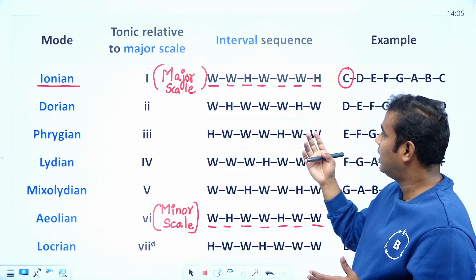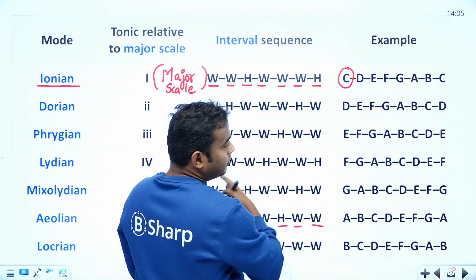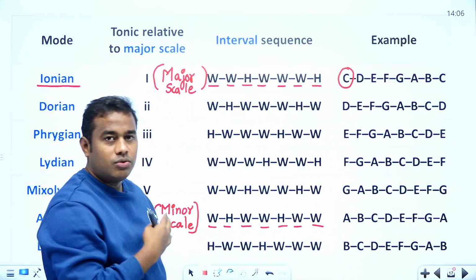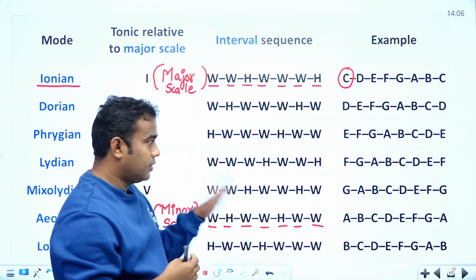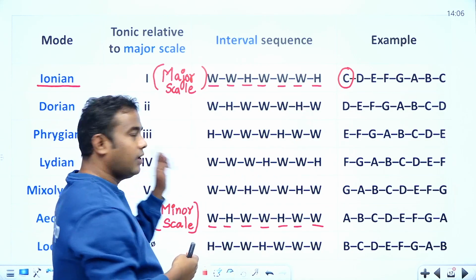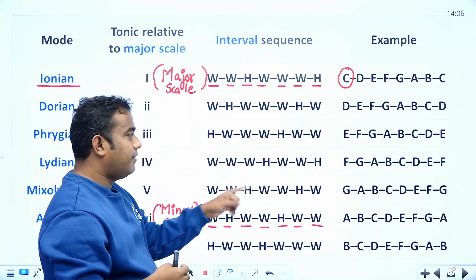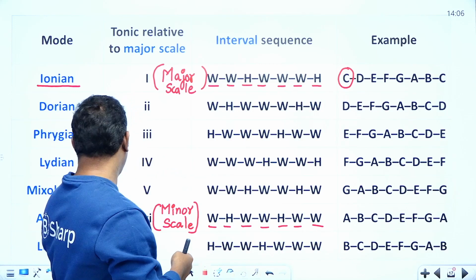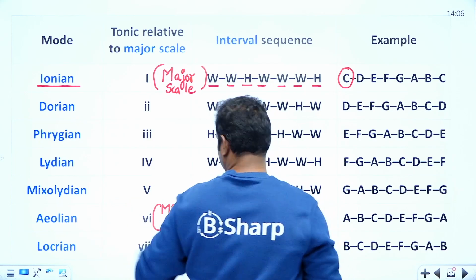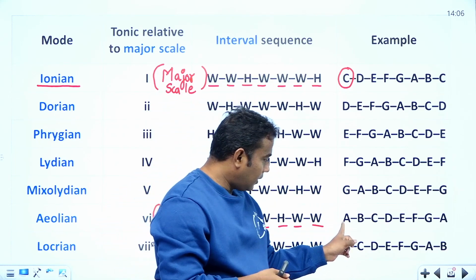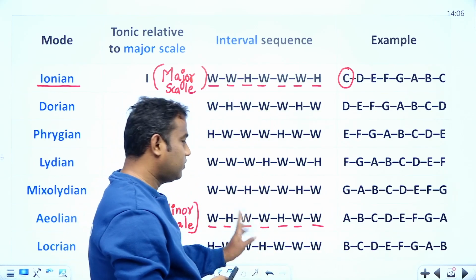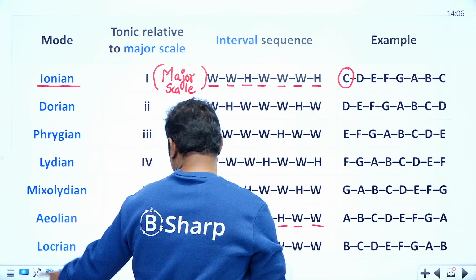If you take Dorian from D, so D, E, F, G, A, B, C, D. If you start from the root D, it becomes Dorian. If you start from E and use only the white keys, it becomes a Phrygian scale. If you start from F and use only the white keys on the piano keyboard, that becomes Lydian. If you start from G and use only the white keys, then it becomes Mixolydian. If you start from A and only the white keys, then it becomes Aeolian. And if you start from B and use only white keys, then it becomes Locrian.